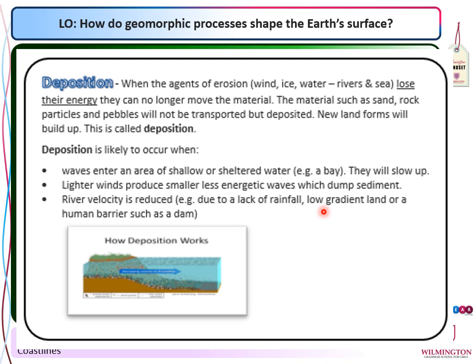Or finally, if there's a dam and there's a big reservoir, as the river flows into that reservoir, it's going to suddenly hit the reservoir water, which is sitting there. It's going to stop, and that's going to cause the river to lose energy, and it's going to dump its material. So that's our types of deposition.